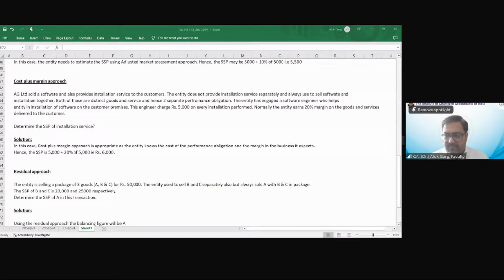In case of a residual method, where we have kept 5,000 as a balancing figure, when we allocate in proportion, it will be the same. You are charging 50,000 rupees, and you are selling two products separately also.